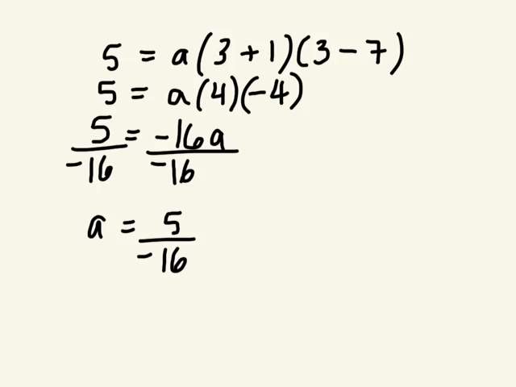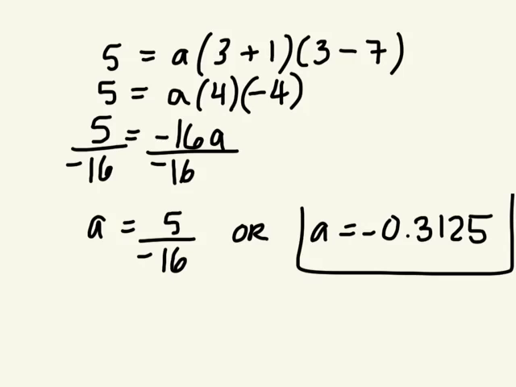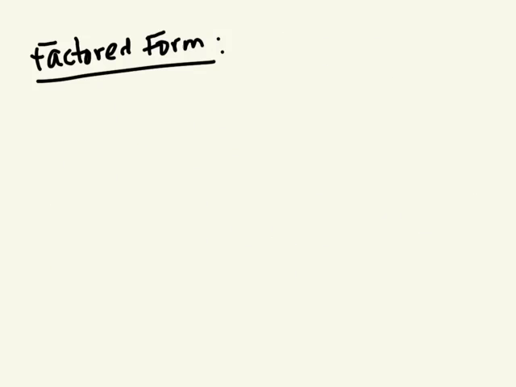Or what would this be as a decimal? Either way is acceptable. Or A equals -0.3125. Okay, this is our A value. So let's write it in factored form. y equals -0.3125.